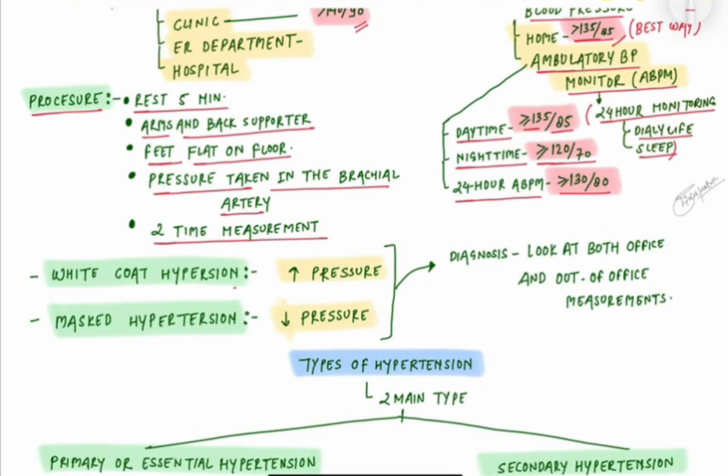White coat hypertension means increased blood pressure in front of healthcare providers. And masked hypertension is when the blood pressure is normal or decreased in front of the healthcare provider. The diagnosis looks at both office and out of office measurements.